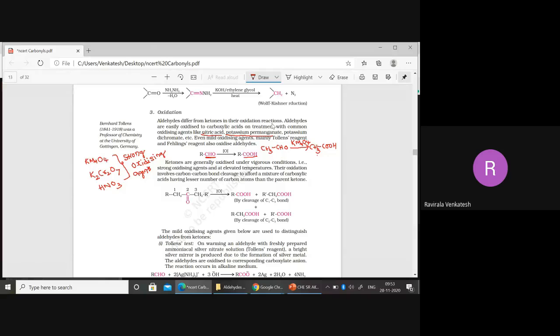Writing the aldehyde products is very simple for us. But what about the ketones? If you take a ketone, how do we get the products? We can break the bond here, or we can break the bond here. So we actually get 4 types of products with ketone oxidation. Let me show these products. For example, I'm taking R, CH2, C double bond O, CH2R.